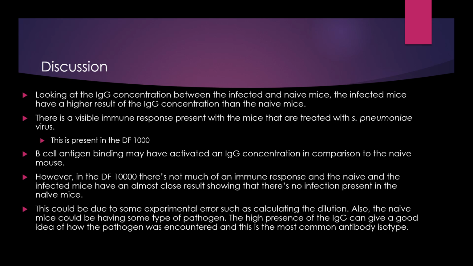This could be due to some experimental errors such as calculating the dilution. Also, the naive mice could be having some type of pathogen that we did not know about. The high presence of the IgG can give a good idea of how a pathogen was encountered, and this is the most common antibody isotype.